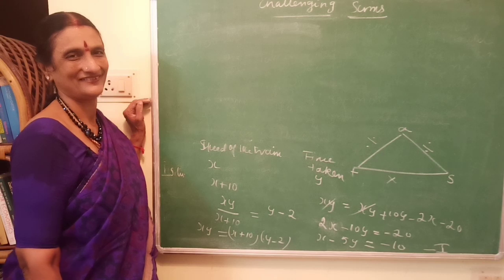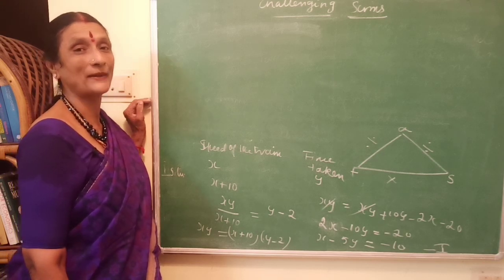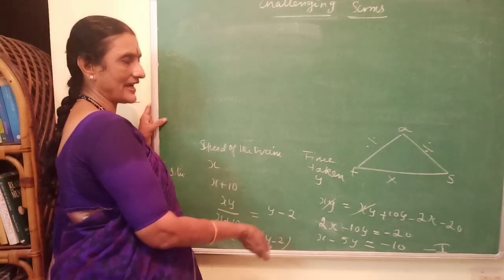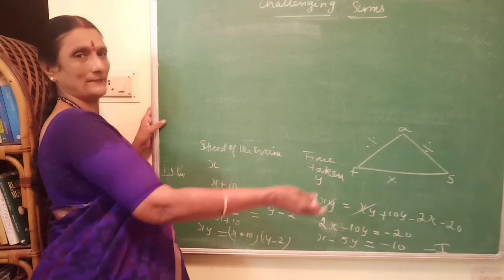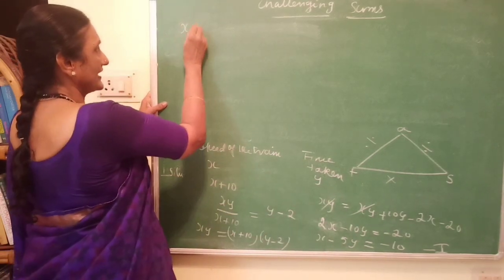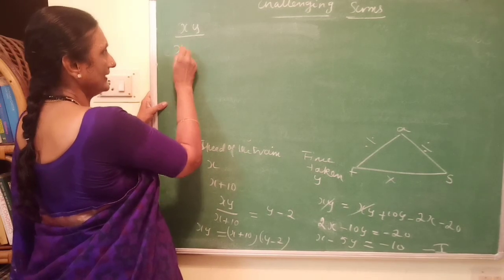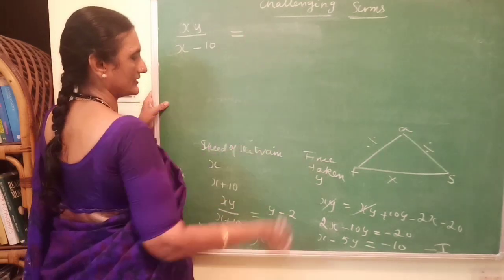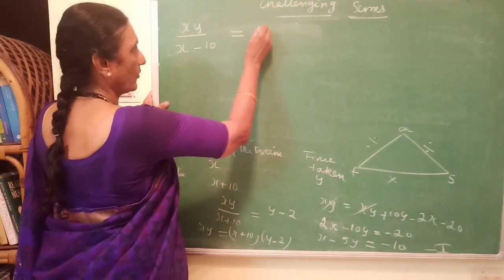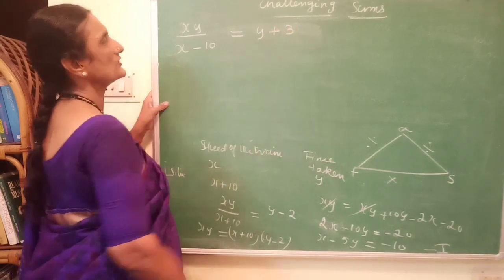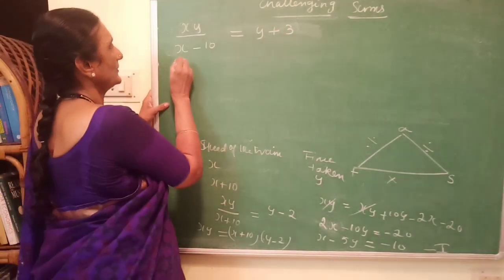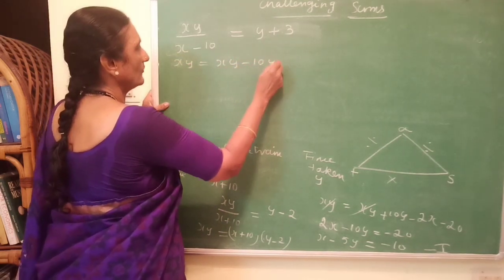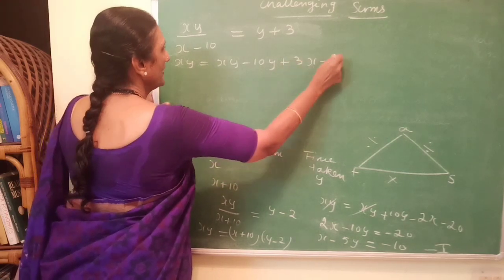Second situation. We have lowered the speed of the train by 10 kilometers. Therefore, this x becomes x minus 10. The time is 3 hours more. So, y plus 3. Therefore, you get xy being the distance, and then the speed is 10 kilometers lower, the time taken is y plus 3. It should be like that. Now simplify this equation. What do you get? xy is equal to xy minus 10y plus 3x minus 30.